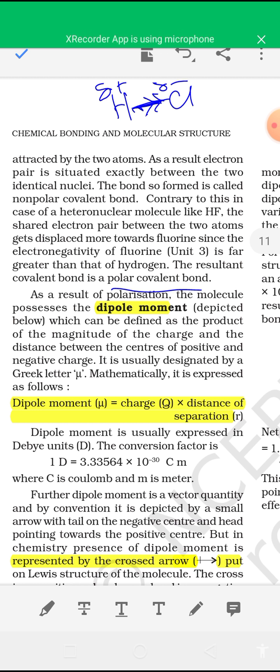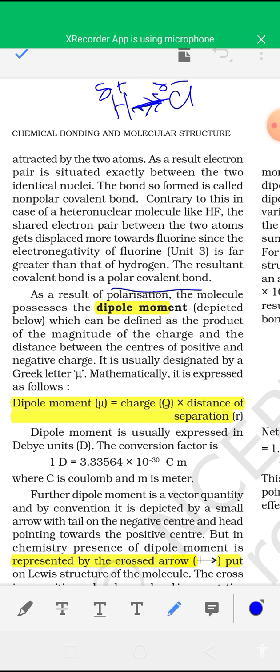Okay, and the polarity of a covalent bond is measured in terms of dipole moment. I have told in the last class. And dipole moment is calculated using the formula: charge on any pole, that is positive or negative, into displacement or distance between the two poles, positive and negative pole. Okay, so mathematically dipole moment is defined as the charge into distance of separation, and it is expressed in Debye unit.